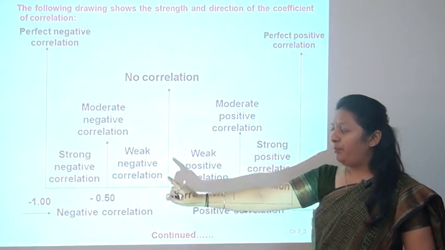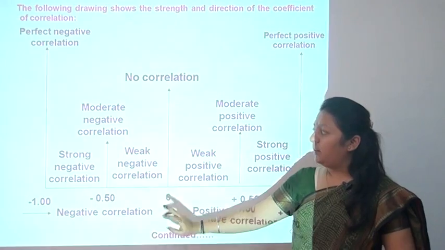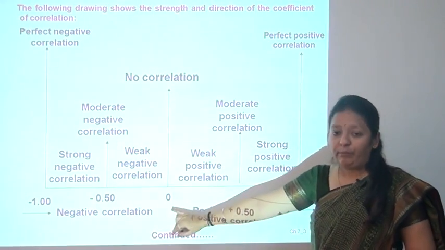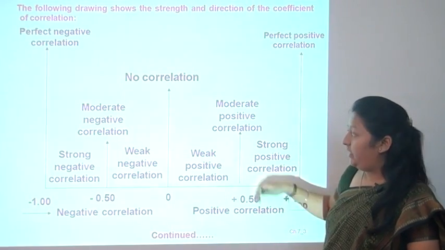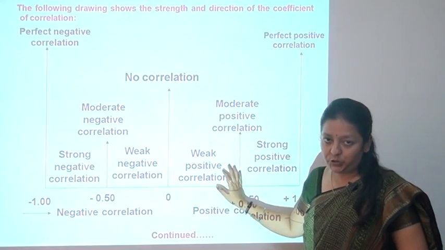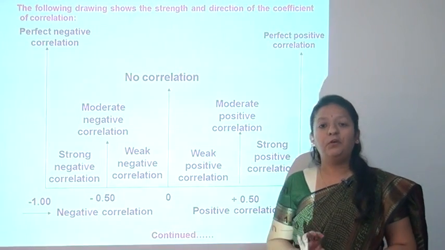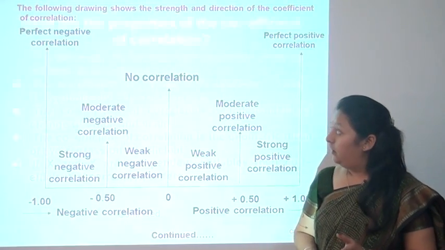When it is in between -1 and 0, there is a moderate negative correlation, and when it is between 0 and +1, it is a moderate positive correlation between the variables. It shows the direction and the strength of the relationship that exists between two variables.